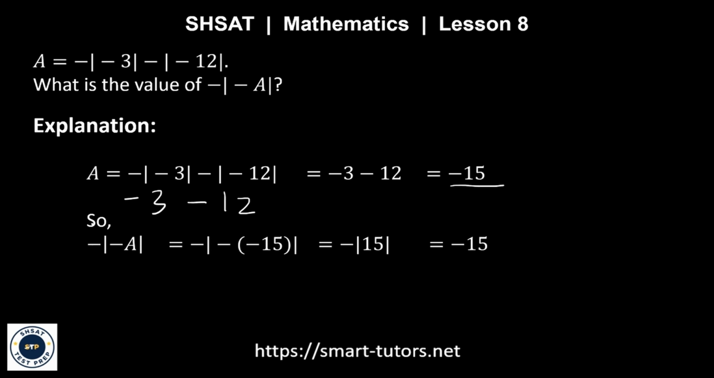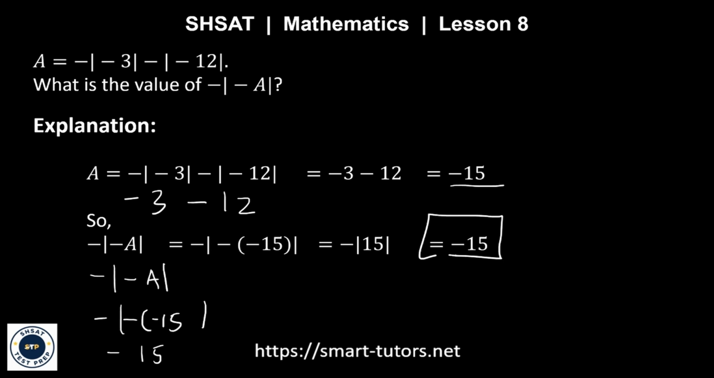And then you want to do this operation, that's the value they're asking for. So they say negative the absolute value of a, and a's value is negative 15, so negative the absolute value of negative 15. This would be positive 15, so you would just bring the positive 15 out, and it's going to be minus 15. So our value is just minus 15.